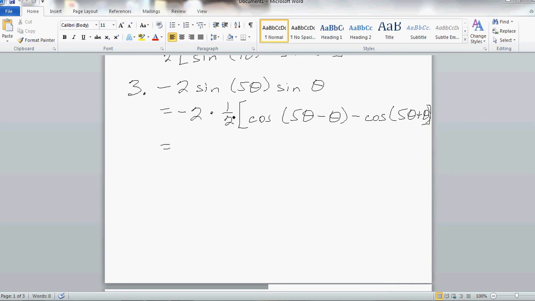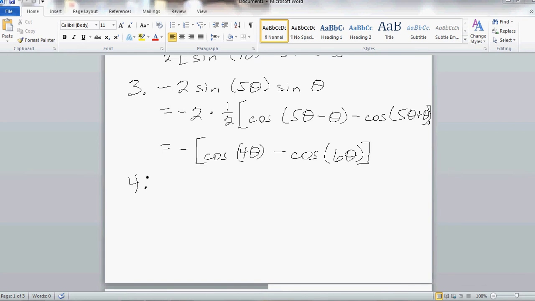So -2 times 1/2 is negative. So it'll be negative the cosine of 4 theta, just taking 5 theta minus theta, minus the cosine of, well, 5 theta plus theta is 6 theta. And so that is the final answer there.